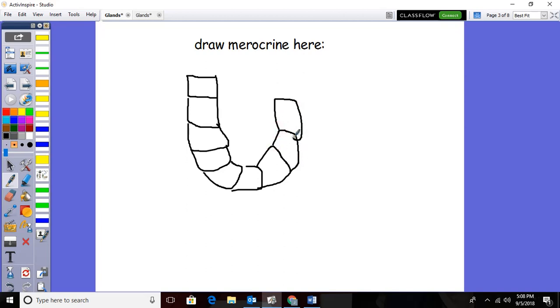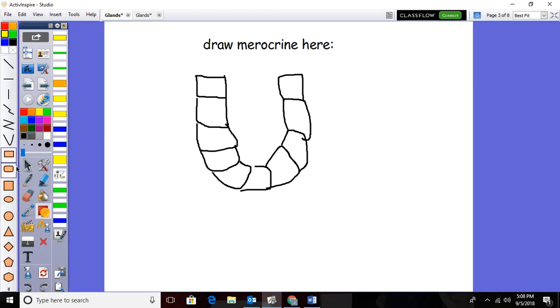They're roughly cuboidal shaped cells. This is going to be a simple cuboidal epithelium. So these boxes that you've just drawn are the cells that make up the merocrine gland.